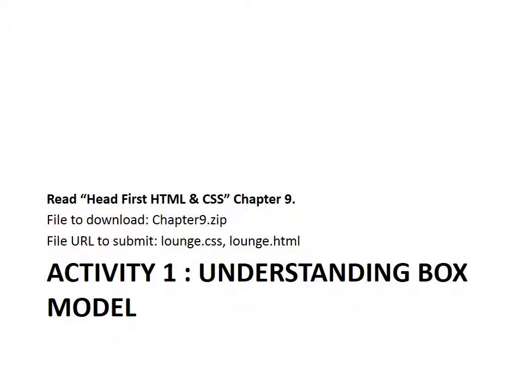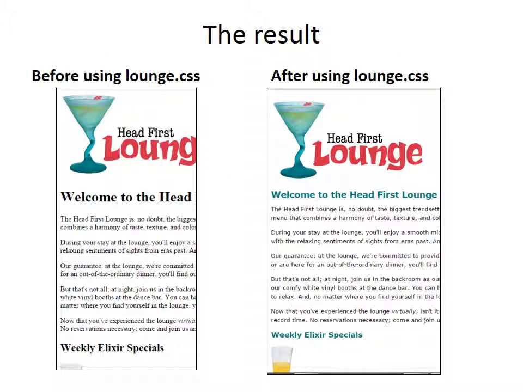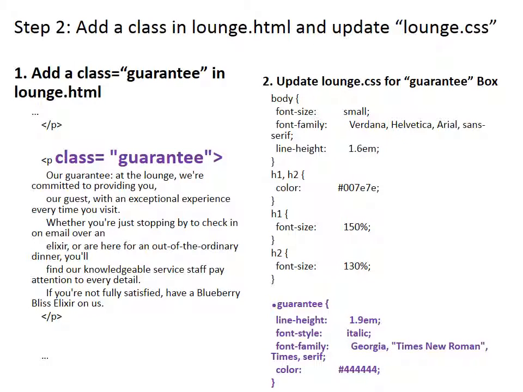In this activity, I will talk about box model. For the activity, update launch.css and link it to launch.html. This is the result of updating. Add a class guarantee in launch.html and update launch.css for guarantee.